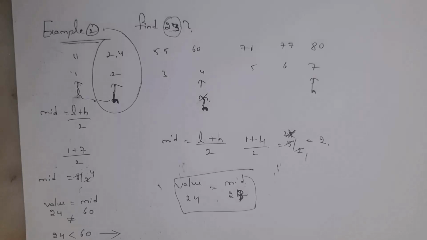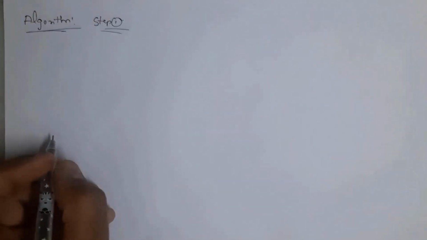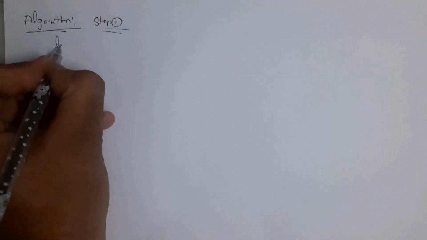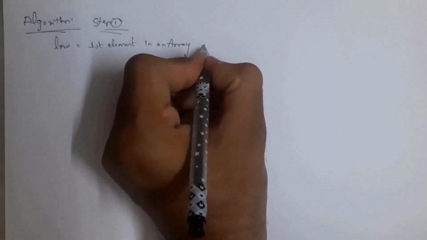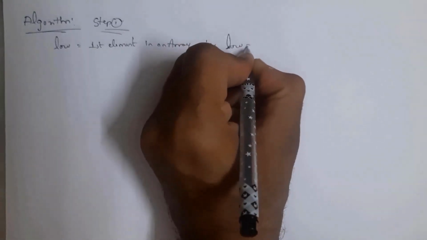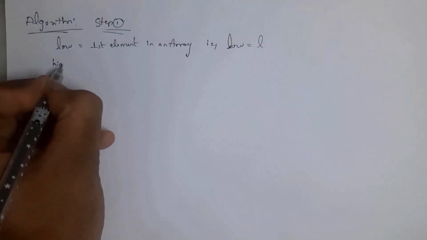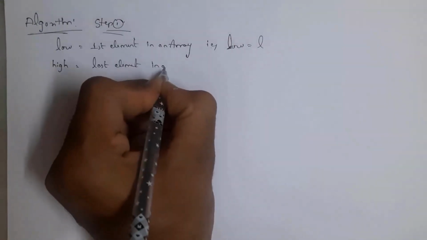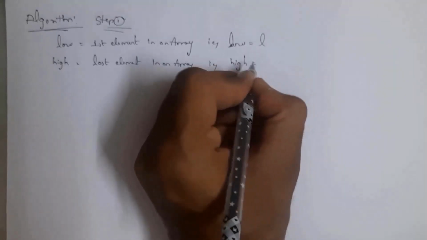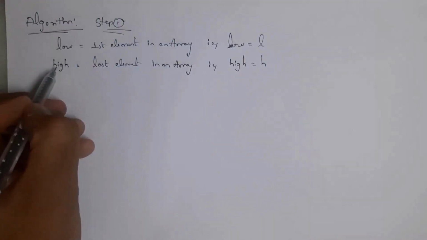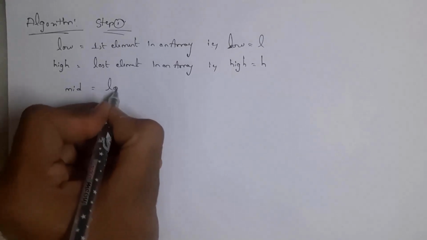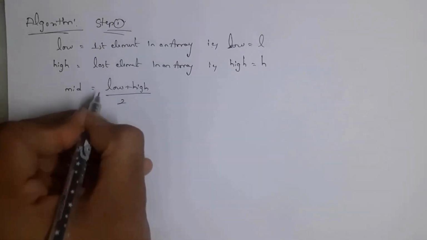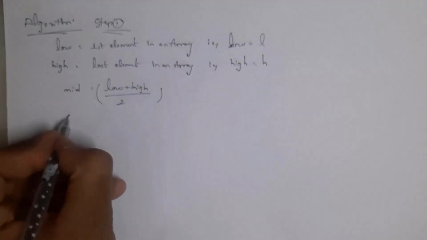This is another example. This is the algorithm for binary search. Step 1. In step 1, we need to find the lower element, that is the first element in an array, and I am taking this lower element as L, low equal to L, and similarly the highest element, that is the last element in an array. I am denoting this high as H. After finding the lower element and higher element, next we need to apply the mid formula. The formula of mid is (low plus high) by 2. After this, you need to go to step 2.